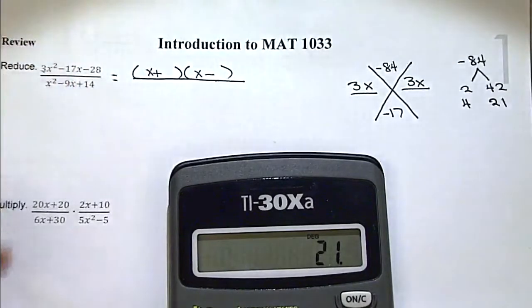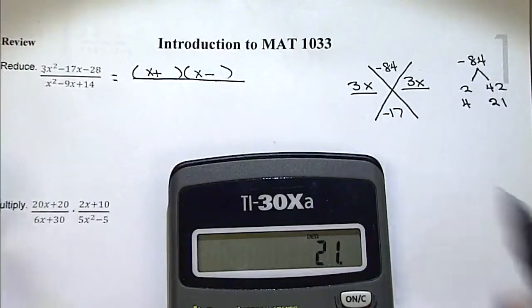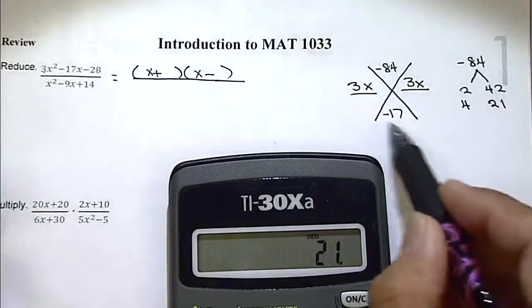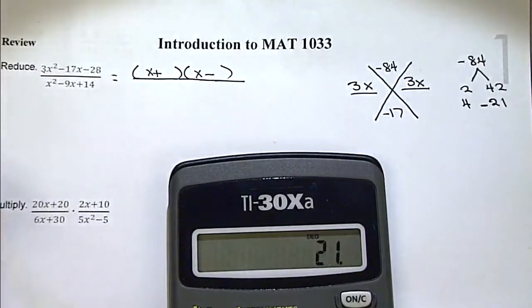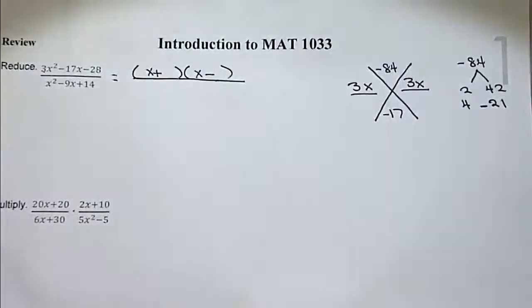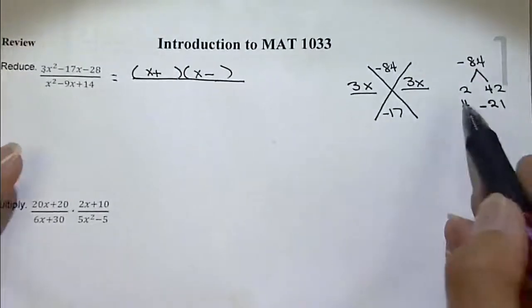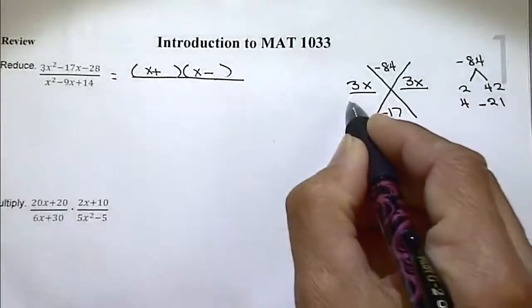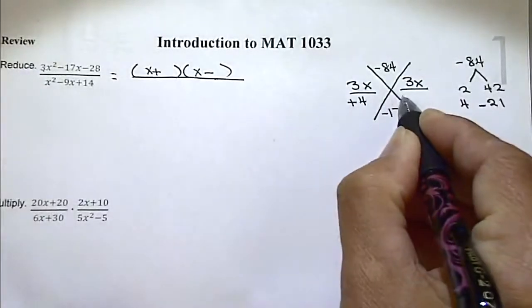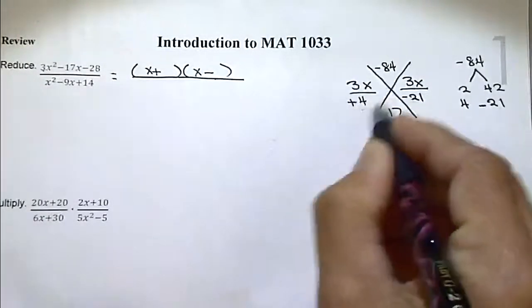Now, 21 minus 4 is 17, right? So I know those two numbers will work, but now I have to decide which one needs to be negative and which one positive. The answer has to be negative, so the bigger number has to be negative. I'm going to use 4 times negative 21, and that gives me the negative 84, right? So I'll put over here a positive 4 and a negative 21, and this one does not reduce.